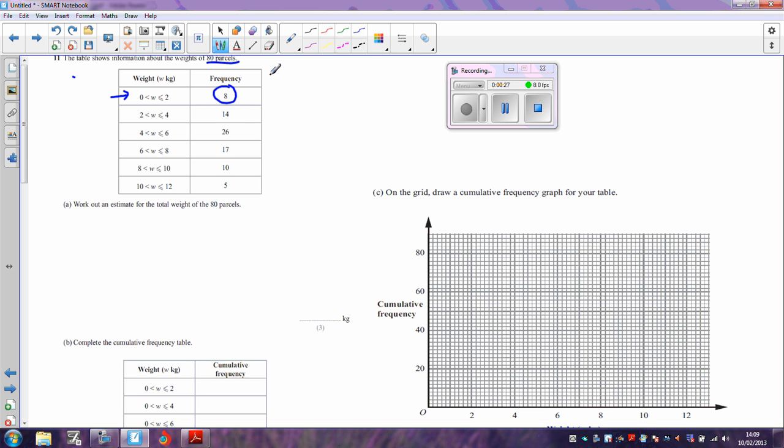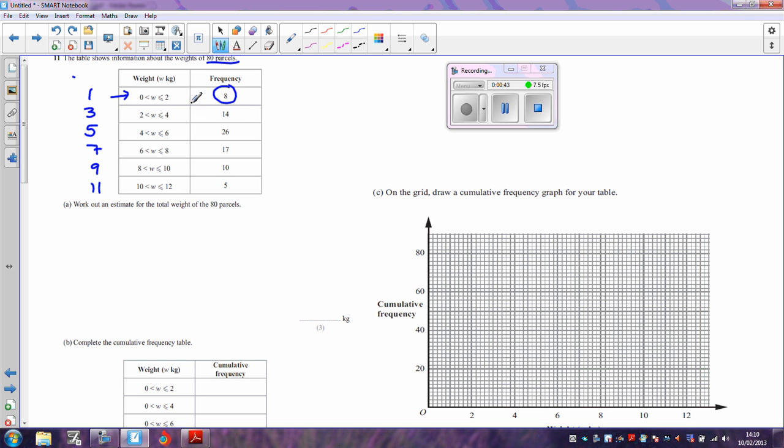What I'm going to do is I'm going to assume that the weight is actually about 1 kilogram. The average weight for each of those 8 parcels is about 1. For this second group, it's going to be about 3. In other words, I'm finding the midpoint of each group. So that's 7, that's 9, and that's 11.